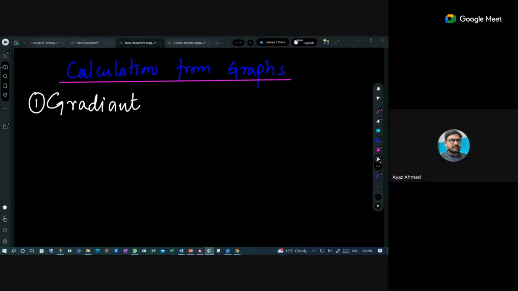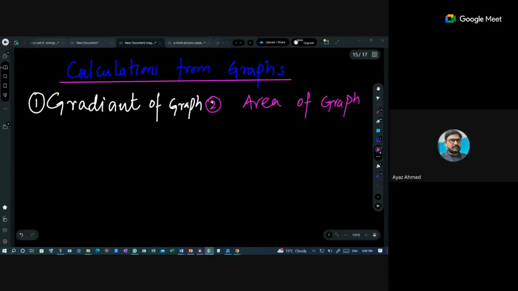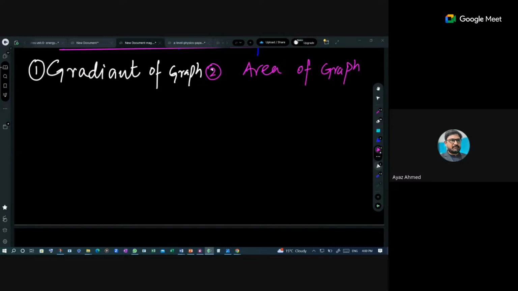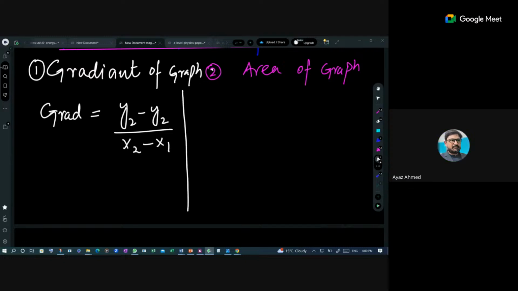Whatever graph you have, you can calculate the gradient of the graph. And the second thing you can calculate from your graph is the area of the graph. These are the two calculations which can be performed from a graph. Regarding the gradient, I will tell you how gradients are generally taken. Are you sure about how the gradient is taken? Gradient is y2 minus y1 divided by x2 minus x1.